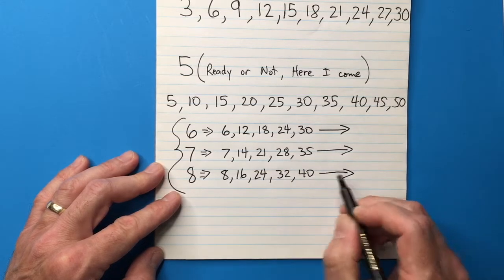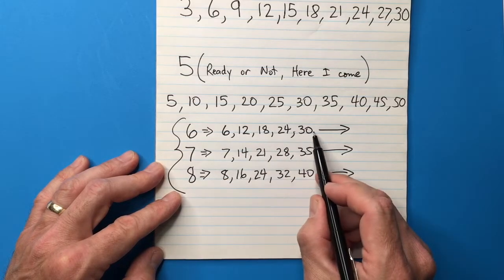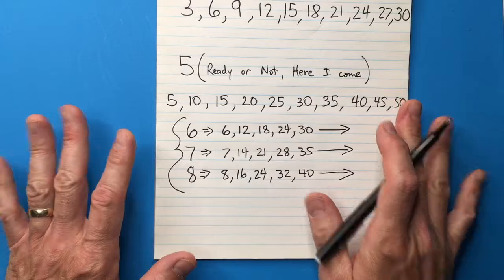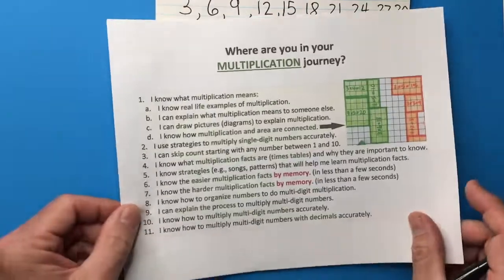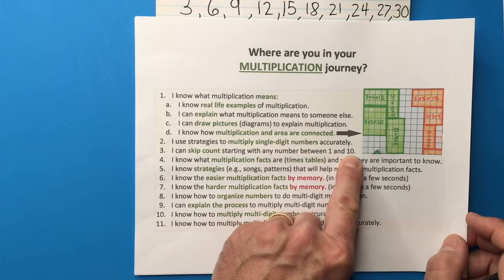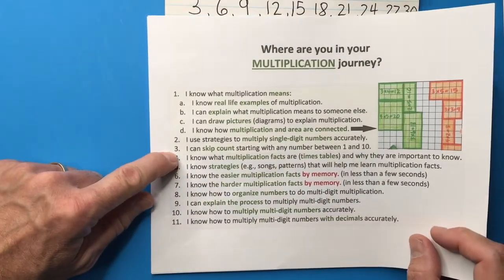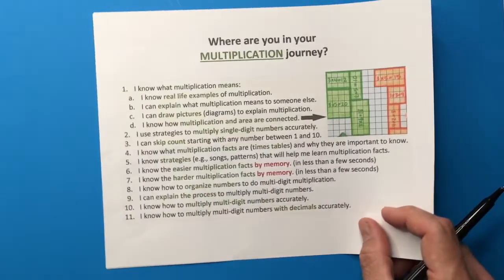And you keep going. So you're counting by these numbers, or counting in multiples of those numbers. Same thing. So once you can do those pretty well, once you can skip count with all the numbers between 1 and 10, you are at number 3 on your multiplication journey. So let's move on to number 4.